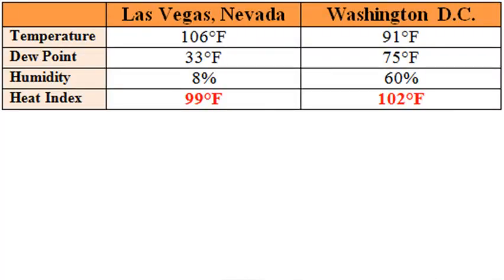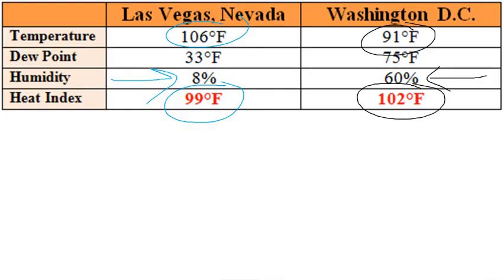Compare Las Vegas to Washington, D.C. Notice Las Vegas here has a temperature of 106, but with very low humidity, your sweat will leave your body so quickly that it actually feels cooler than it actually is. It feels like 99. Now, Washington, D.C. only has a temperature of 91, but with really high humidity, your sweat can't leave your body, so your body stays extra hot. And to your body, it actually feels like 102.